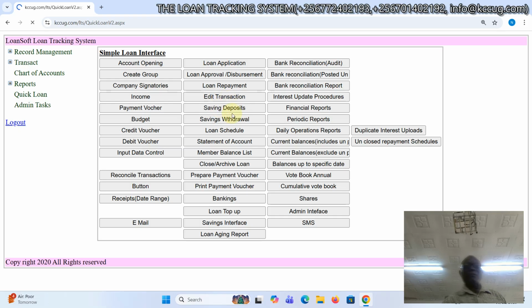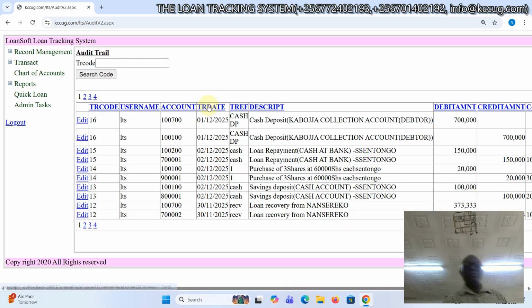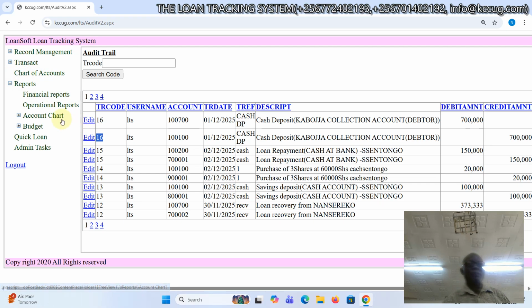Edit. Let me delete it. I will not use this because you can see you're crediting the cash and then putting it here. A big mistake in accounting. Delete.